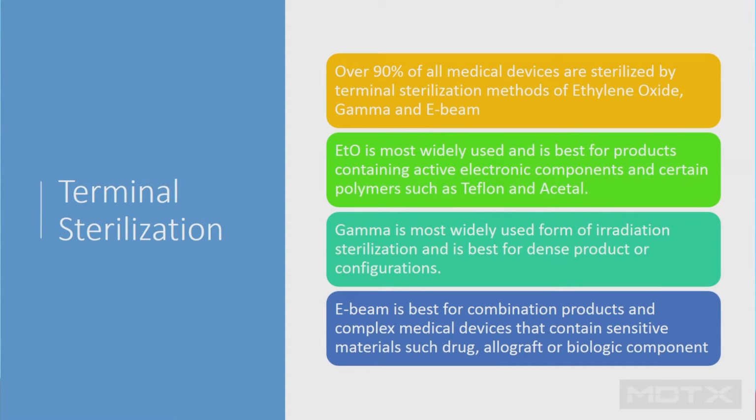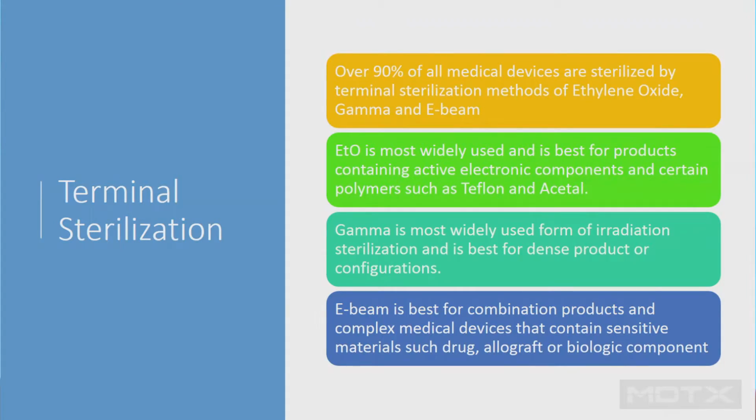Gamma is very good when you're dealing with dense product in dense configurations. And it is, like I said, perhaps 30 to 35% of all medical devices that are sterilized with gamma. Then we have E-beam, which is another form of irradiation sterilization. But with E-beam, the mechanism of irradiation is high energy electrons or beta particles.